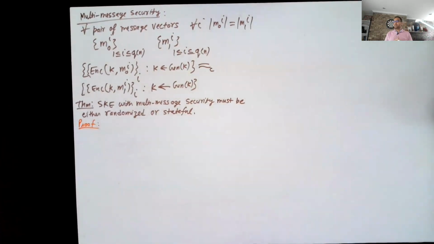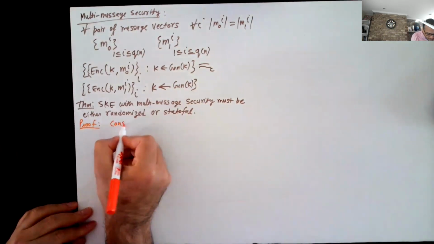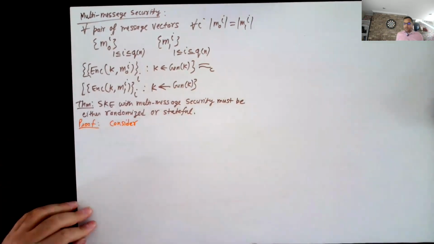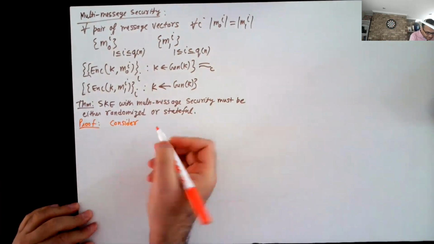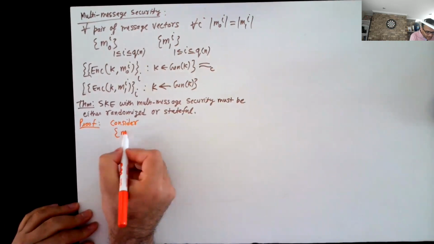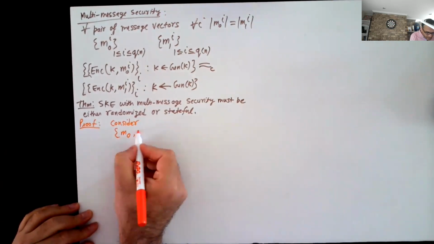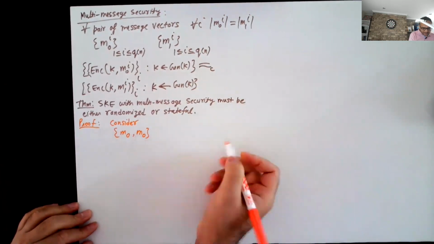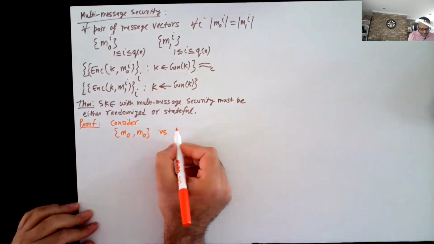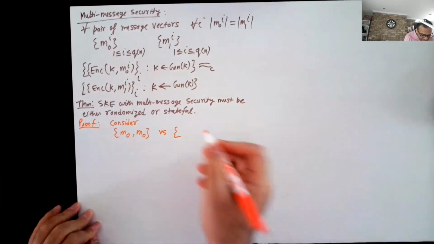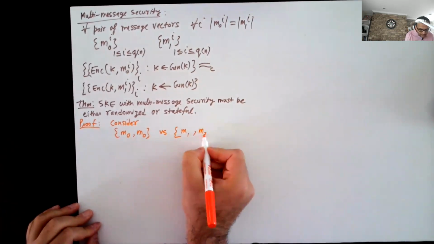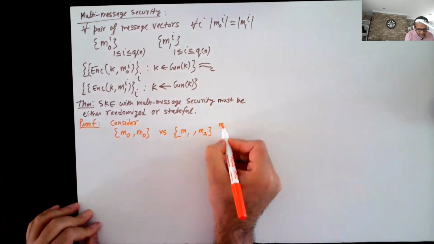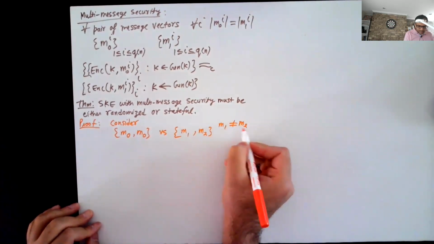The proof of this is actually very simple. Consider two different message vectors. So this is vector 1 versus, let's say, M1, M2, where M1 is different from M2.